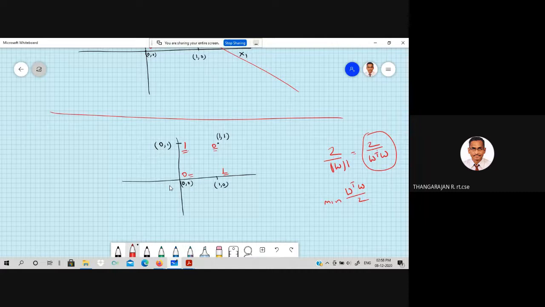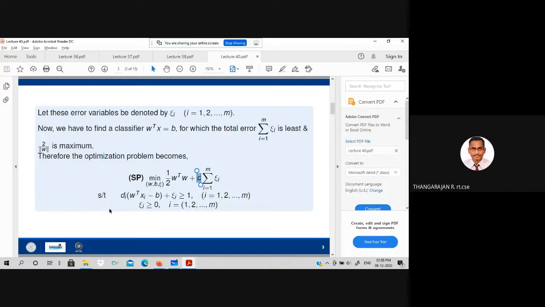And at the same time, I should also minimize my error, the sum of errors with a constant weightage. C is a weightage constant I give. So now I have put my problem as an optimization problem here, subject to the constraint. In the constraint, for each point I add the error. Now, if you solve this problem, then it becomes a soft margin classifier.